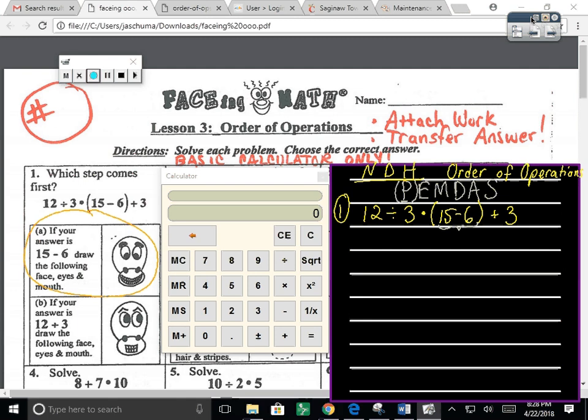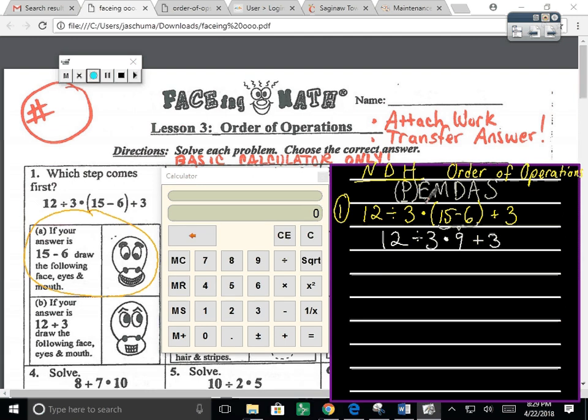So if I do parentheses first, what is 15 take away 6? Counting down, or maybe counting up from 6, you'll find 9. I'm going to bring everything else down, everything that I have not used yet. I still have 12 divided by 3. I still have this dot, meaning times. And now I have 9 instead of those parentheses, plus 3 at the back. This looks really good. We took care of parentheses.